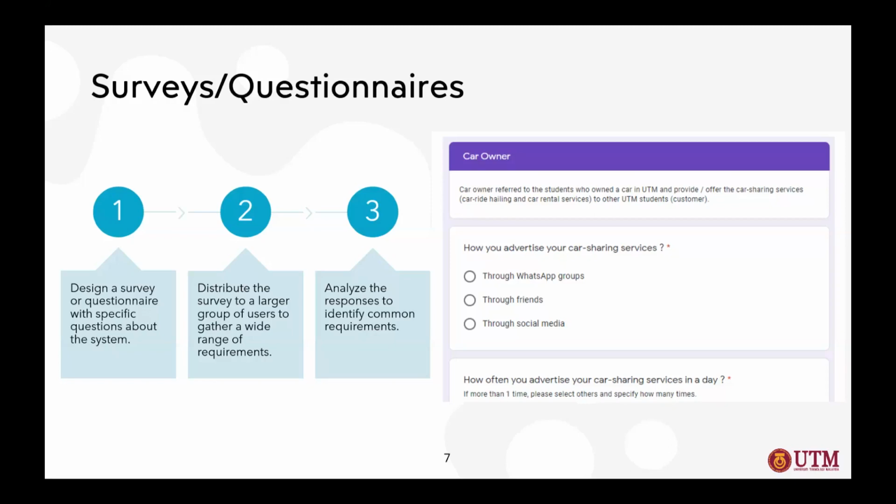It's okay if you cannot conduct face to face, just do the online session. That one is okay. Sometimes by calling also can, but prepare the questions first. Okay, any other question? Because this is the important part for you to get the user requirements.